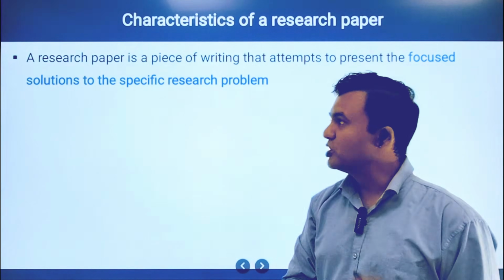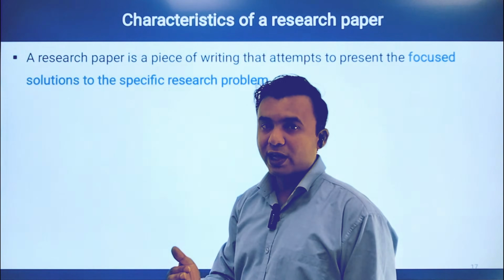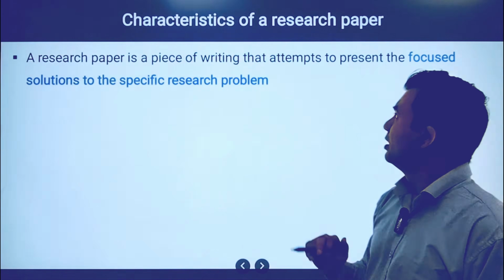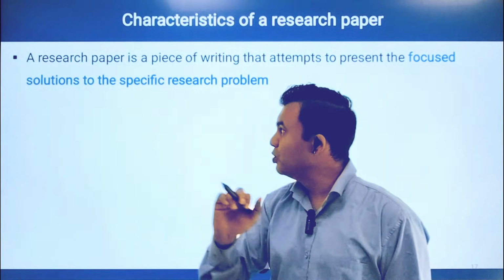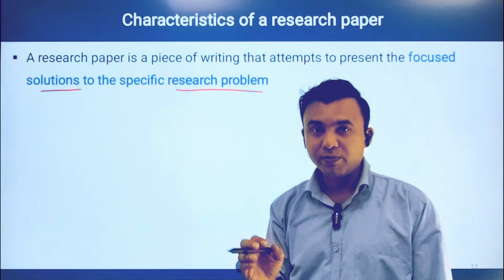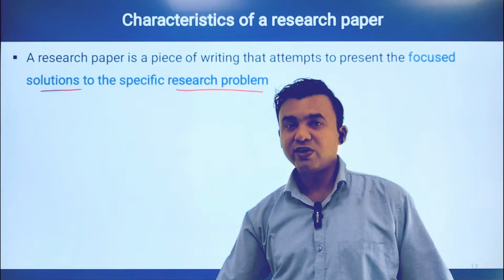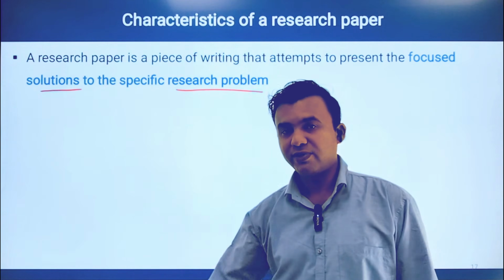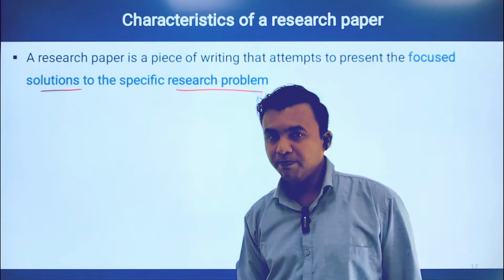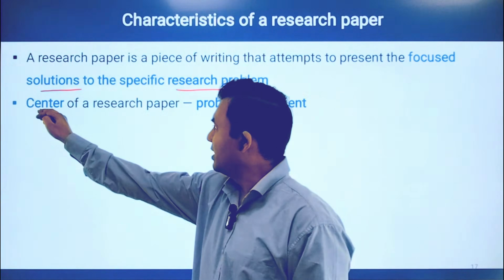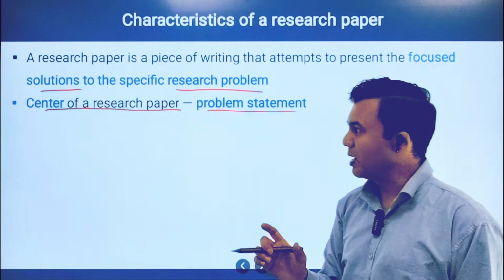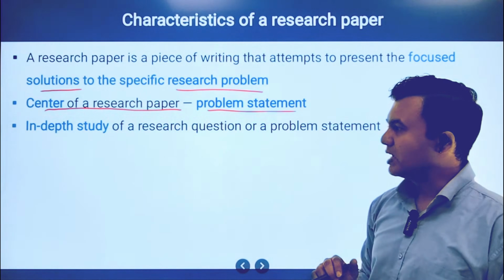Characteristics of a research article. Let's understand what kind of qualities a research article should have. A research paper is a piece of writing that attempts to present focused solutions to a specific research problem. It should be focused. We cannot have a mixture of everything, 10% of this, 10% of that, and so on. We have to consolidate our brain on a specific research problem and go much deeper into that. Center the research paper around the problem statement we have decided.